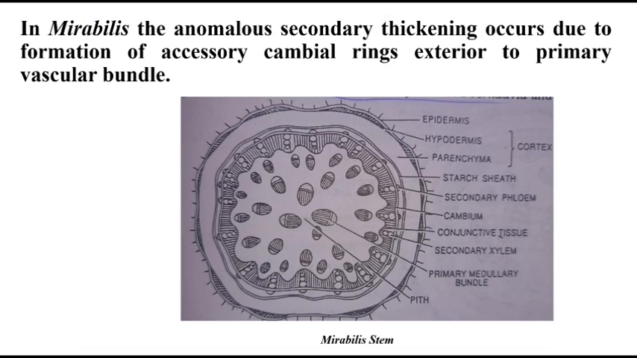So this is Mirabilis, and in Mirabilis stem the anomalous secondary thickening occurs due to formation of accessory cambial rings. There is one normal cambium ring. Apart from the normal one, there are many additional cambium rings exterior to the primary vascular bundle. So here it is the abnormal thing in Mirabilis stem. Okay.